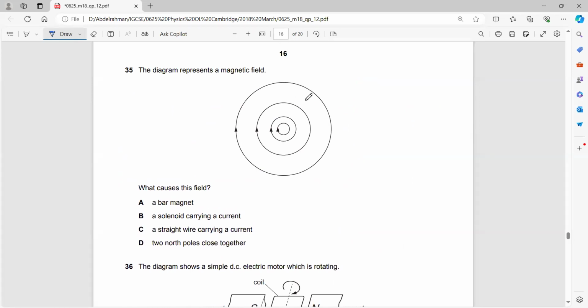Let's solve this question. Question 35. What causes this field? There is a magnetic field.